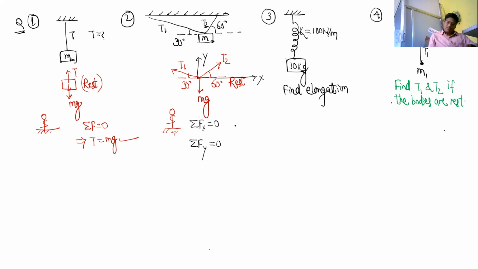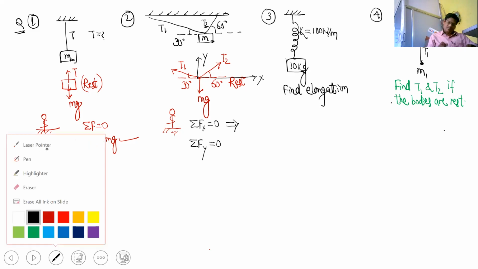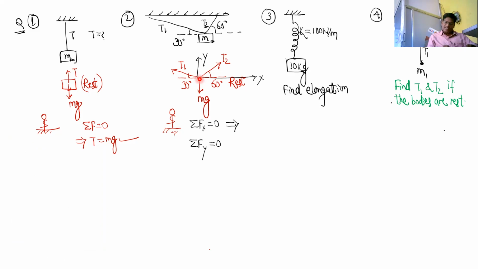So net force will be zero in x direction. In x direction, which forces are acting? You see, in x direction, mg is not acting. So there are total three forces. Let's see who is acting in which direction. mg is acting in negative y direction, so it is not acting in x direction. T2 has one component along x and one component along y. The x component is T2 cos 60. And for T1, the T1 cos 30 component is acting.